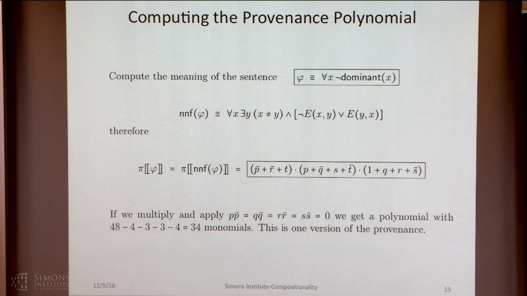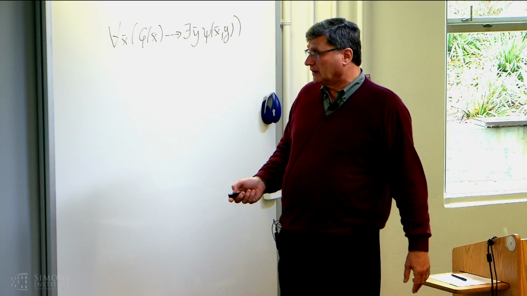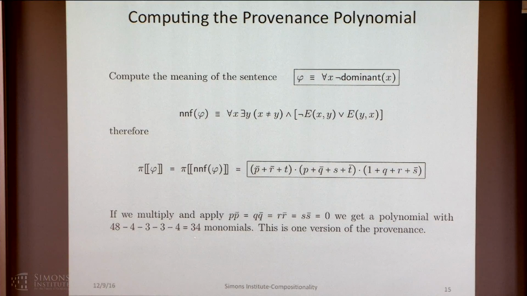So first I put it in negation normal form because it's the same thing. And then you have to trust me, we don't have time to go through this. You just get to these 3 polynomials multiplied. I'm not going to multiply these 3 because there's a lot of stuff coming out. So notice that whenever I multiply P bar with P, that monomial is going to go away because P times P bar is 0. So there should be, if I counted correctly, 34 monomials in this provenance.